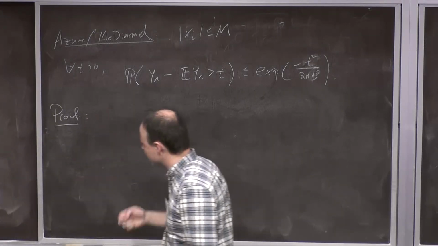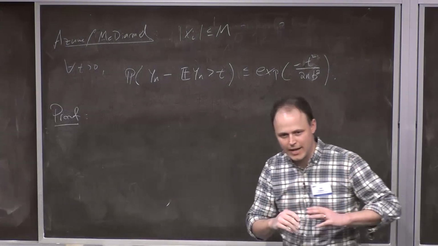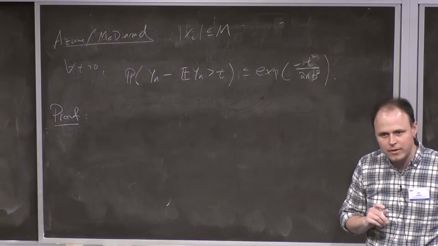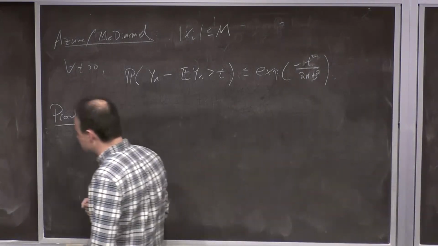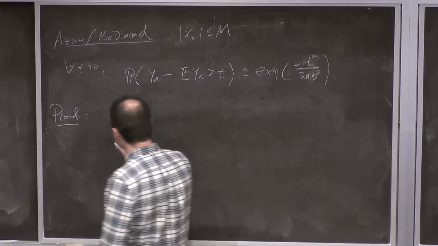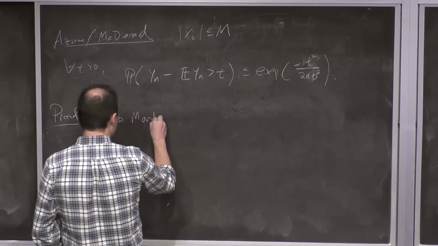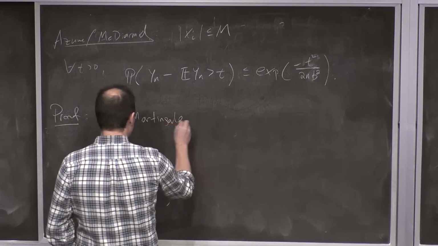Okay, so how do you do this, right? You don't have a sum structure anymore. So it seems like all the things that we did before go out the window, but you sort of rescue this by writing down this thing called the Doob Martingale, which is a very simple thing.